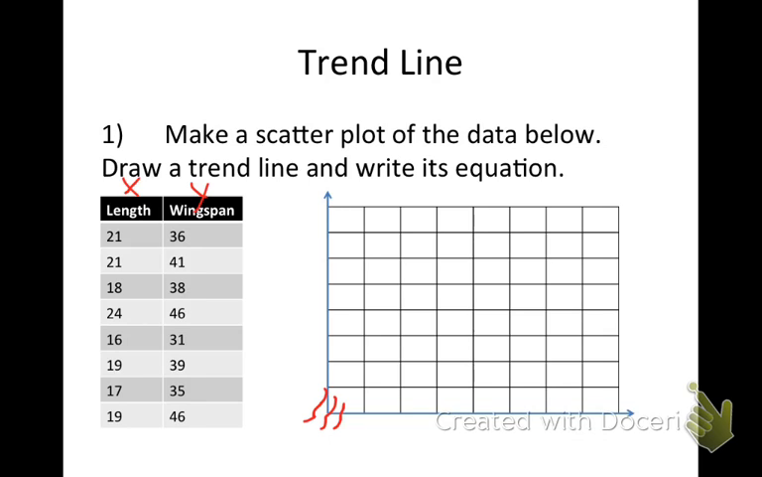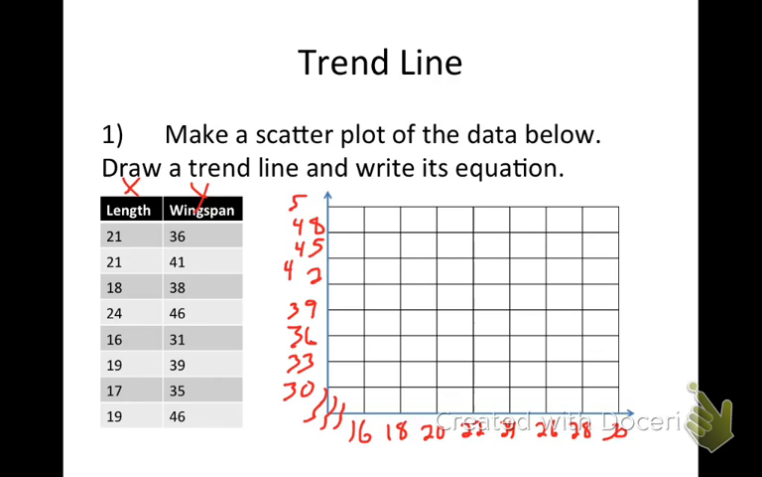All right, I'm going to start at, I don't know what I'm going to start at here. I'm going to start at 16. I'm going to go by 2s. So 16, 18, 20, 22, 24, 26, 28, 30. Okay? And then when I go up, I'm going to start at 30, and I'm going to go by 3s. How about that? So I'm going to go 30, 33, 36, 39, 42, 45, 48, 51. Does everybody see how I kind of just made my scale?